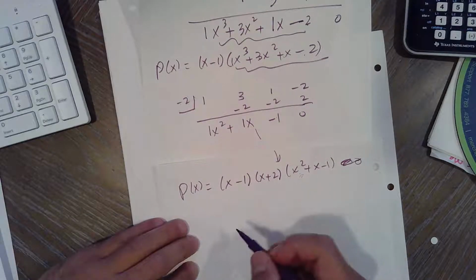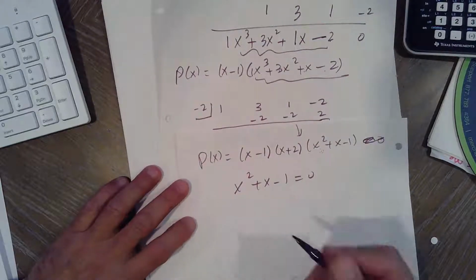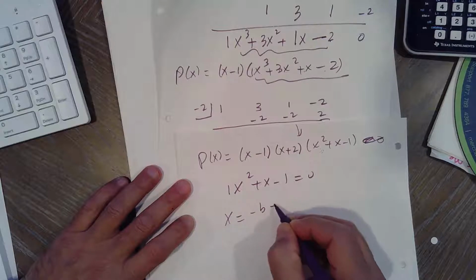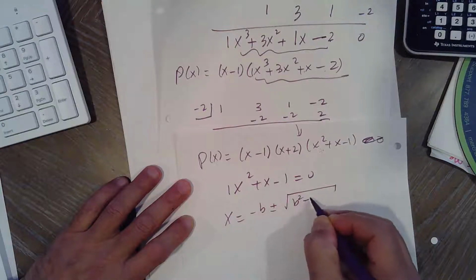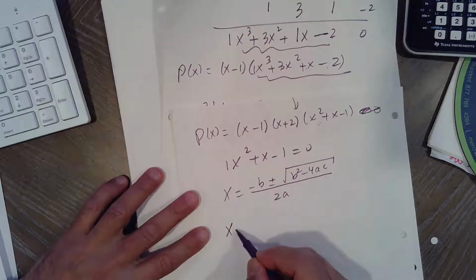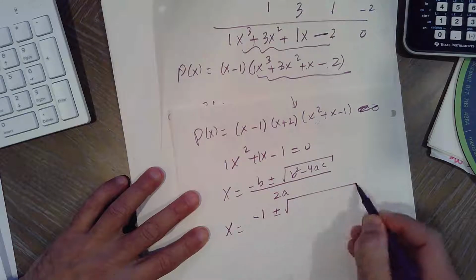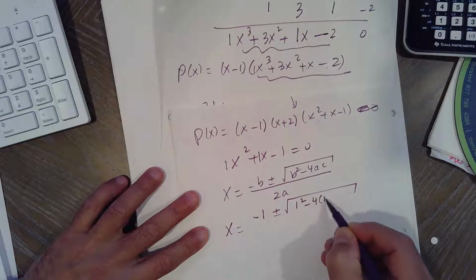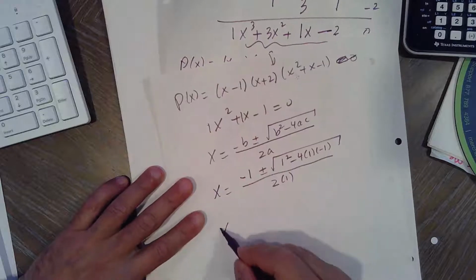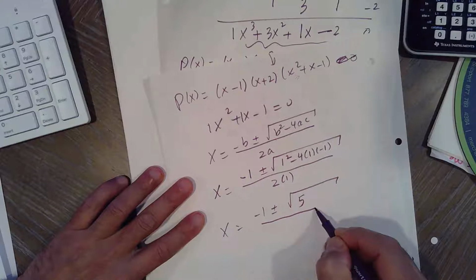So we're going to use the quadratic formula to find the zeros of the quadratic term. x equals negative b plus or minus the square root of b squared minus 4ac, all over 2a. So with a, b, c, negative 1 plus or minus the square root of 1 squared minus 4 times 1 times negative 1, over 2 times 1. So negative 1 plus or minus the square root of 5.